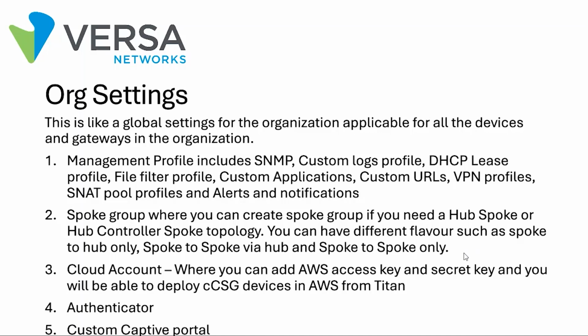You can also click on the cloud account to add AWS access keys and secret keys, allowing the user to deploy the CSG device to the AWS cloud. Additionally, you can add authenticators and custom captive portals.